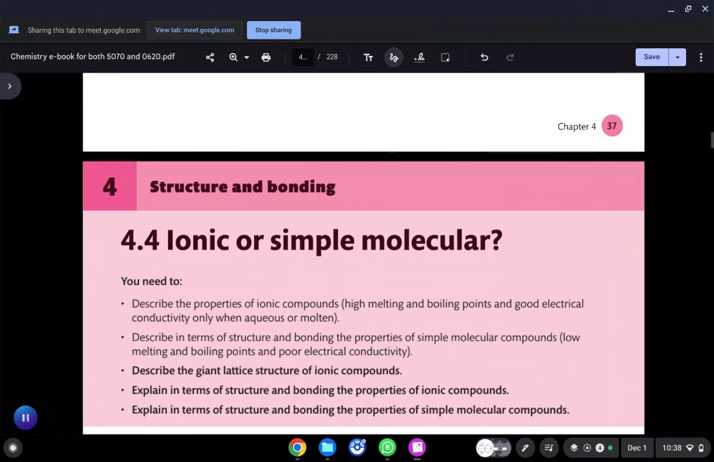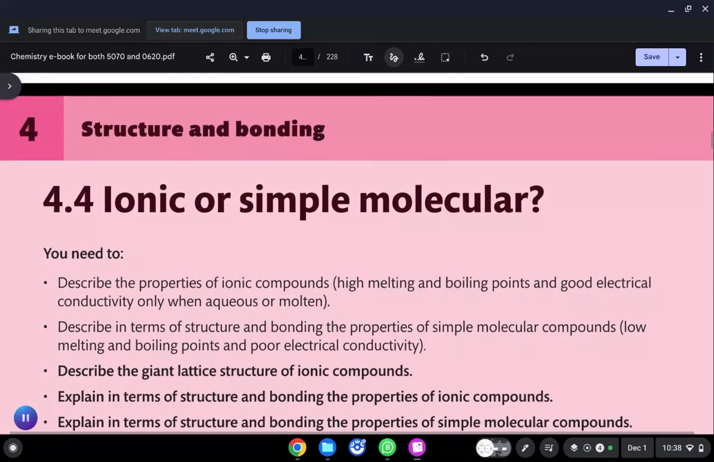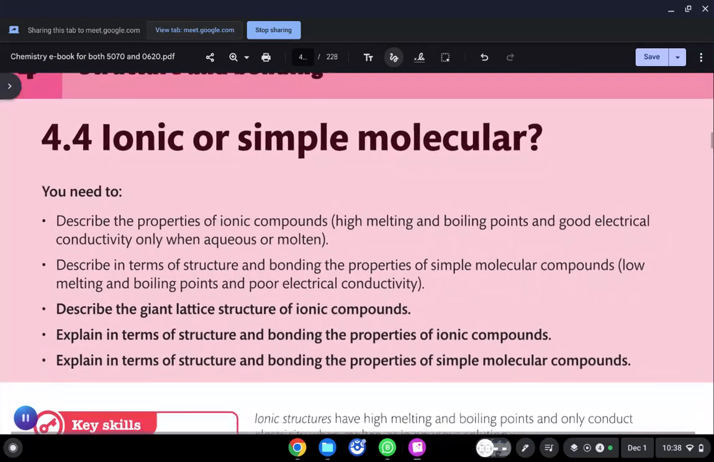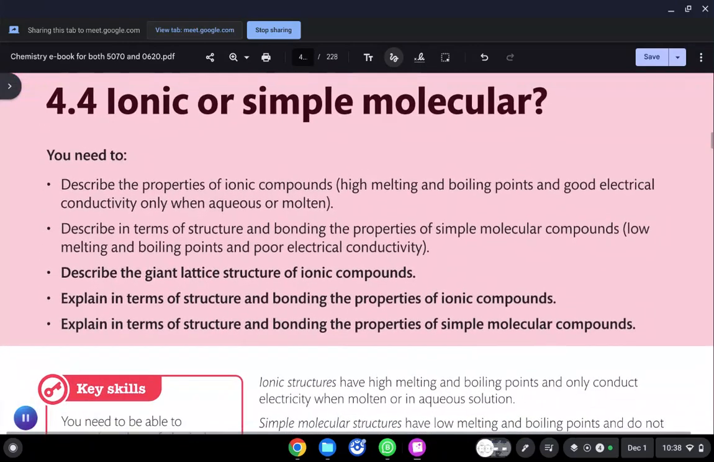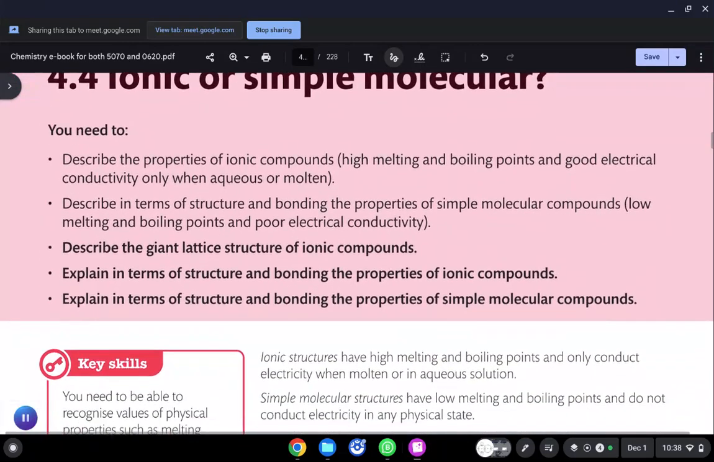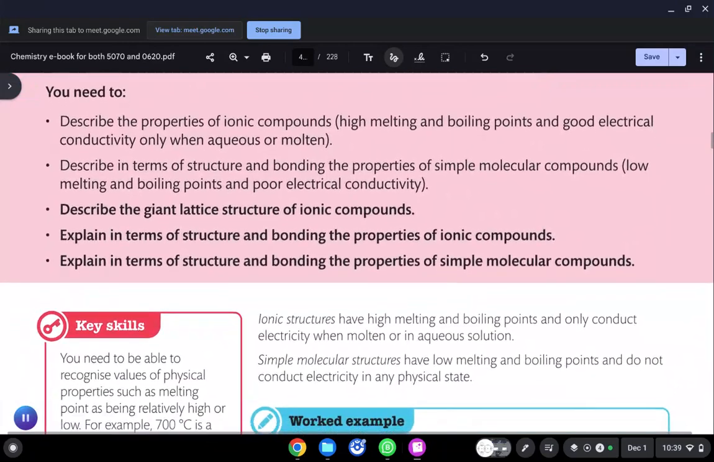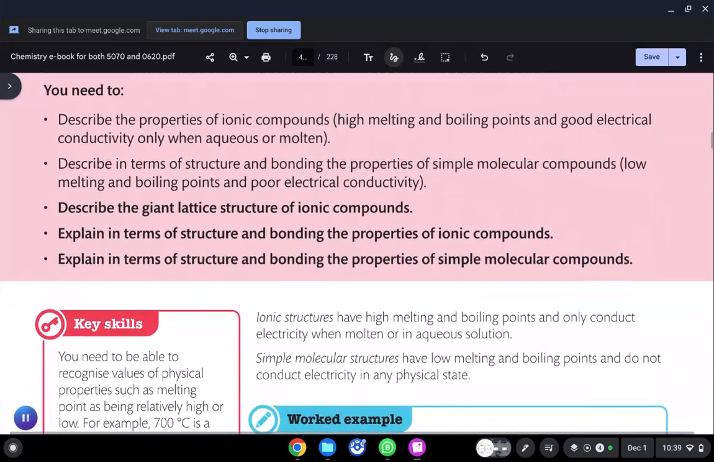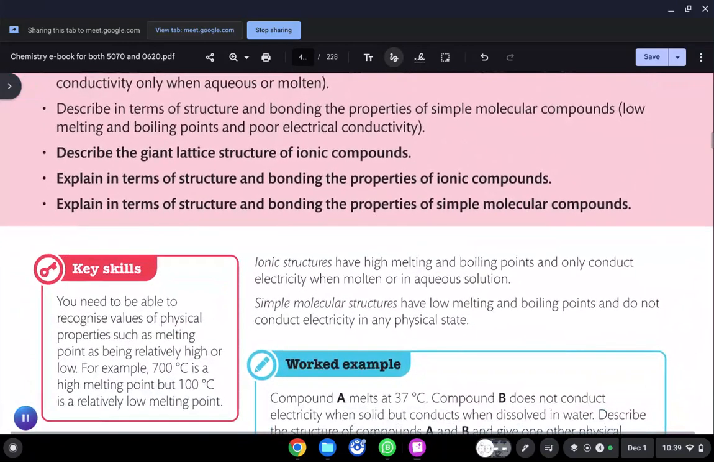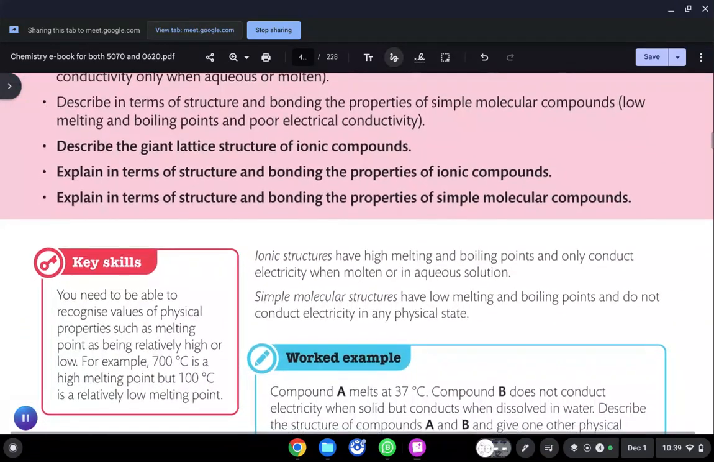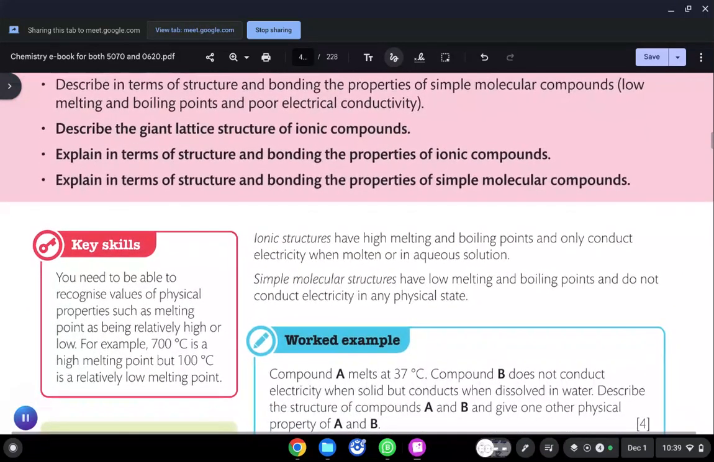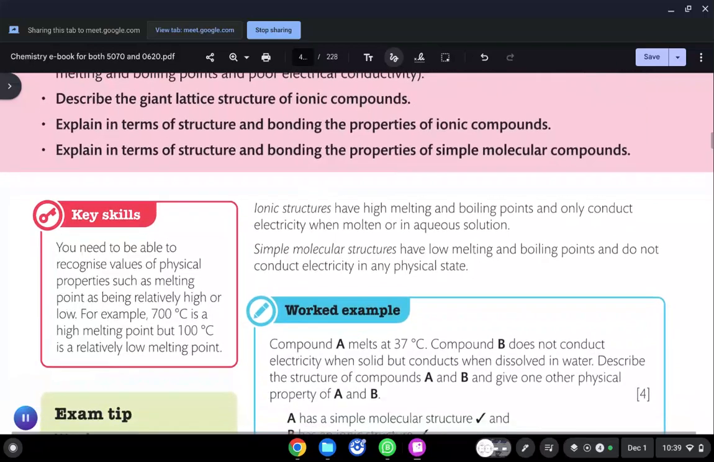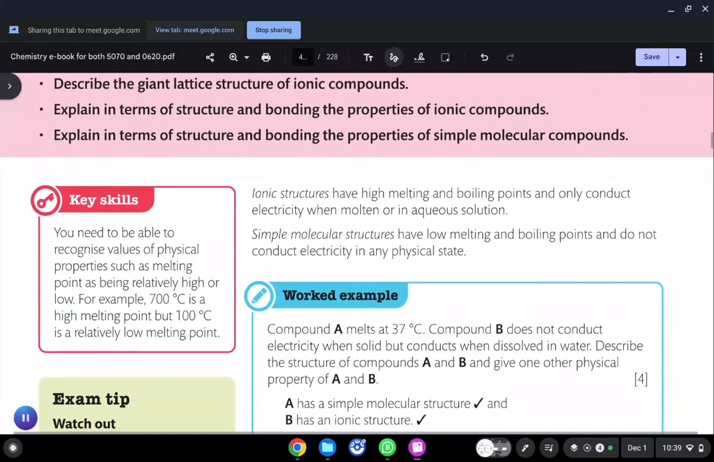Okay, now in this topic, we'll see whether the compound is an ionic compound or a simple molecule. So here we will study the giant lattice structure of ionic compounds, and in terms of structure, we will deduce the properties of an ionic compound, and we will explain in terms of structure and bonding the properties of simple molecular compounds.